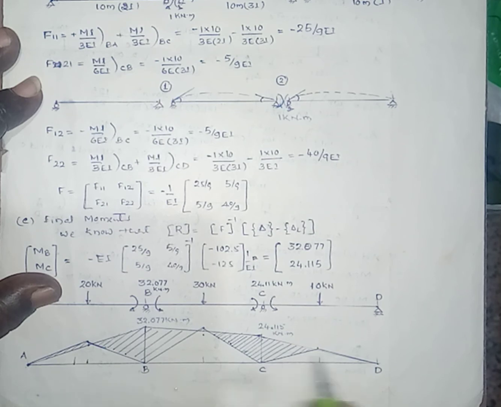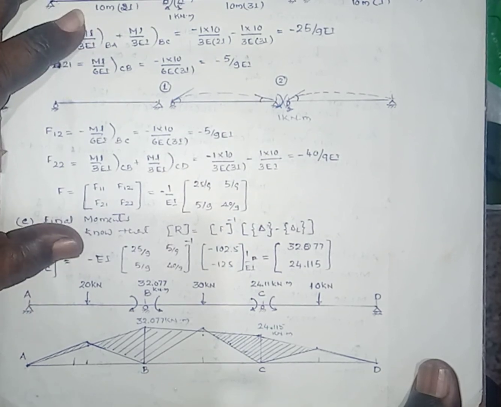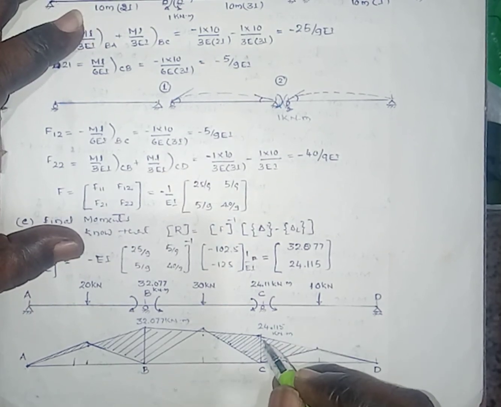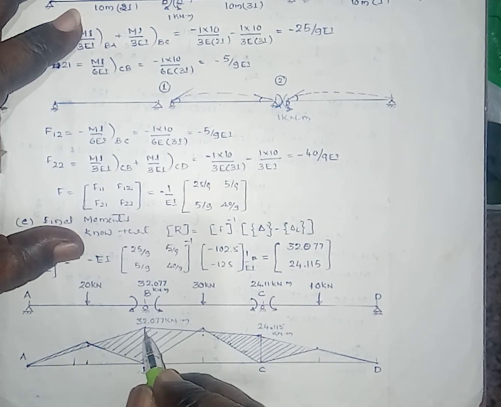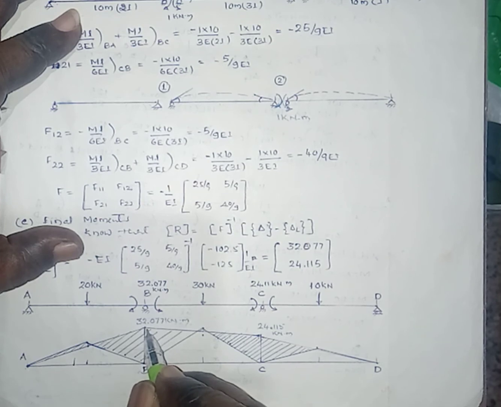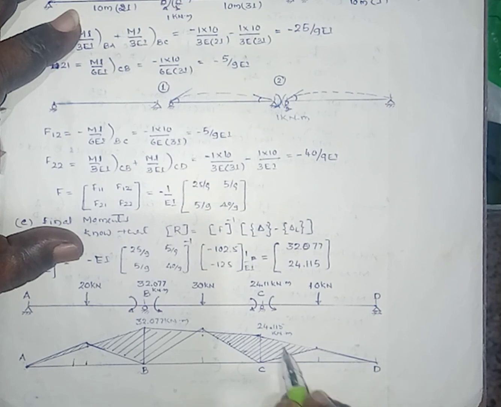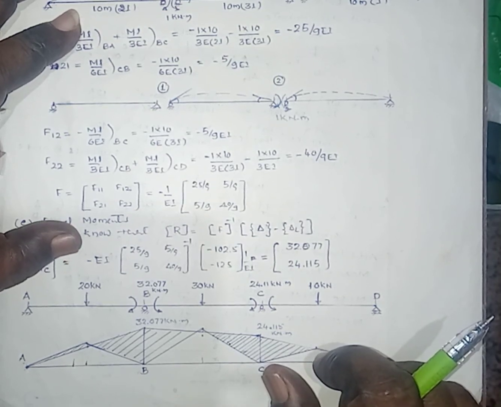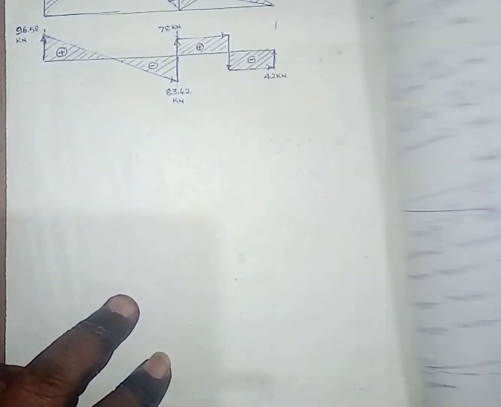This is the reference line. Above the reference line, draw an ordinate of 32.077 kilonewton meter. Then similarly at support C, the bending moment is hogging, that is 24.115. Draw the ordinate of 24.115 and join these 2 points by a straight line. Here at support it is 0. Then the simply supported beam bending moments.